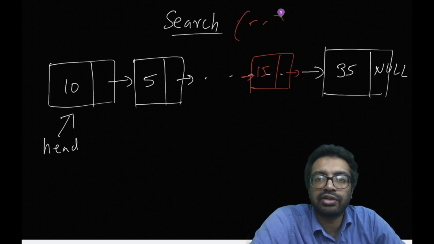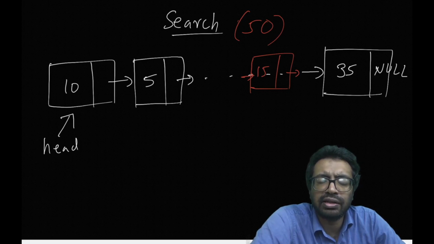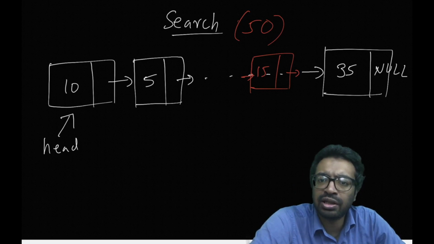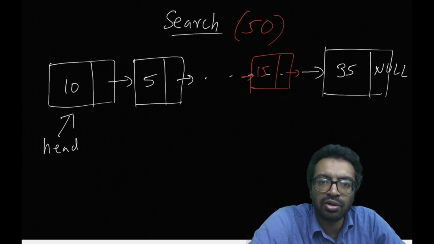Now I'm going to check for the number 50 and assume that 50 is not there in this list. If 50 is not there in this list, what will happen? So let's go through the algorithm. We go to the first node, no, it's not 50. We go to the next node through the next pointer, not 50. Third node through the next pointer of the second node, and so on and so forth until I reach the last node. And I see that okay, it's 35 and it's not 50.